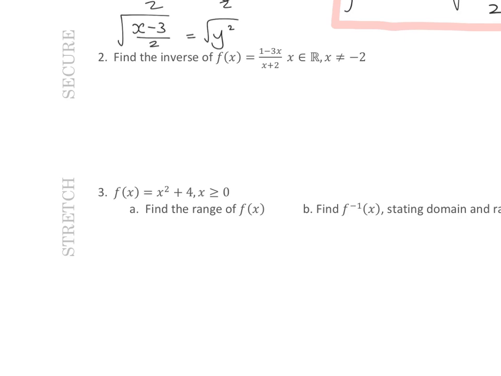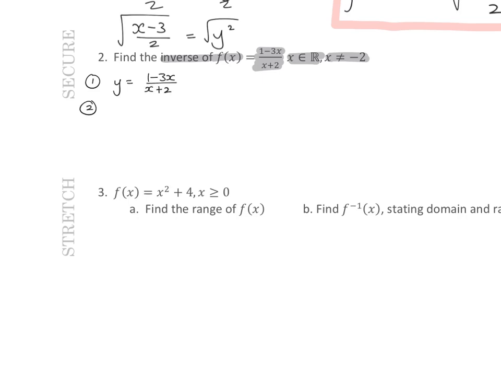Number 2, find the inverse of f of x equals this. X is all real numbers, but not equal to minus 2. And we're going to go through the exact same process again. So number 1, we write y equals 1 minus 3x.